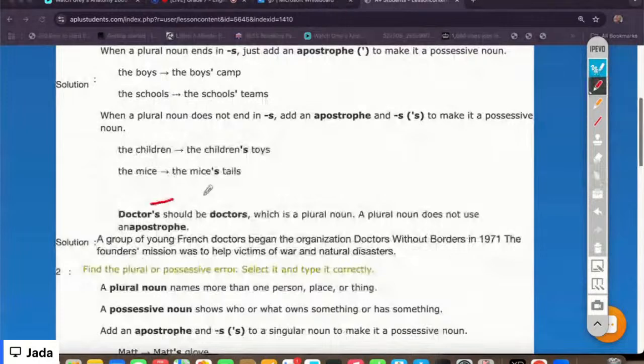Alright, so we have doctors, which should be doctors, a plural noun. A group of French doctors began the organization Doctors Without Borders in 1971. The founders' mission was to help victims of war and natural disasters. So you see, doctors should be just doctors in plural form, not possessive. Okay.